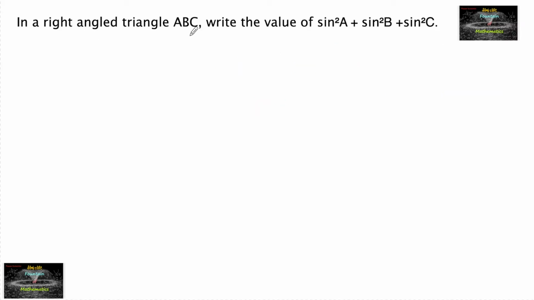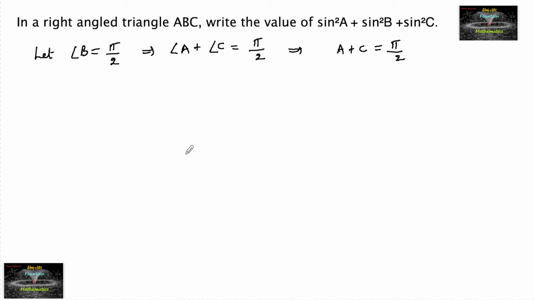In a right angle triangle ABC, write the value of sin square A plus sin square B plus sin square C. Given right angle triangle ABC, let angle B be equal to pi by 2, that is 90 degrees. So angle A plus angle C is equal to pi by 2, because one of the angles is 90 degrees, the sum of the remaining angles is pi by 2. So we can write simply that A plus C is equal to pi by 2.